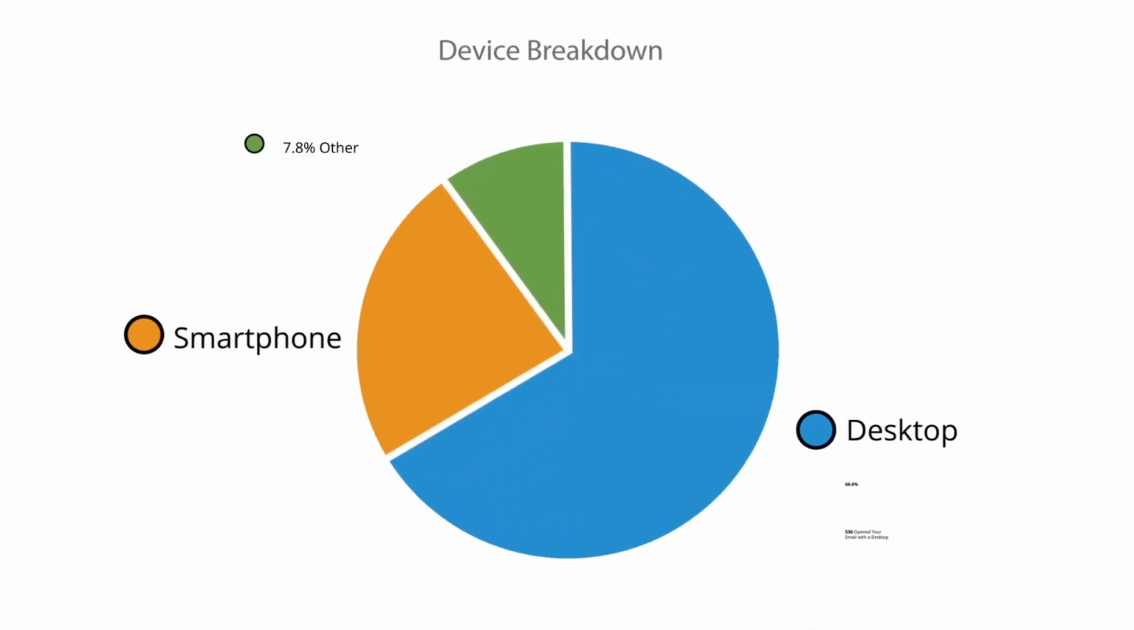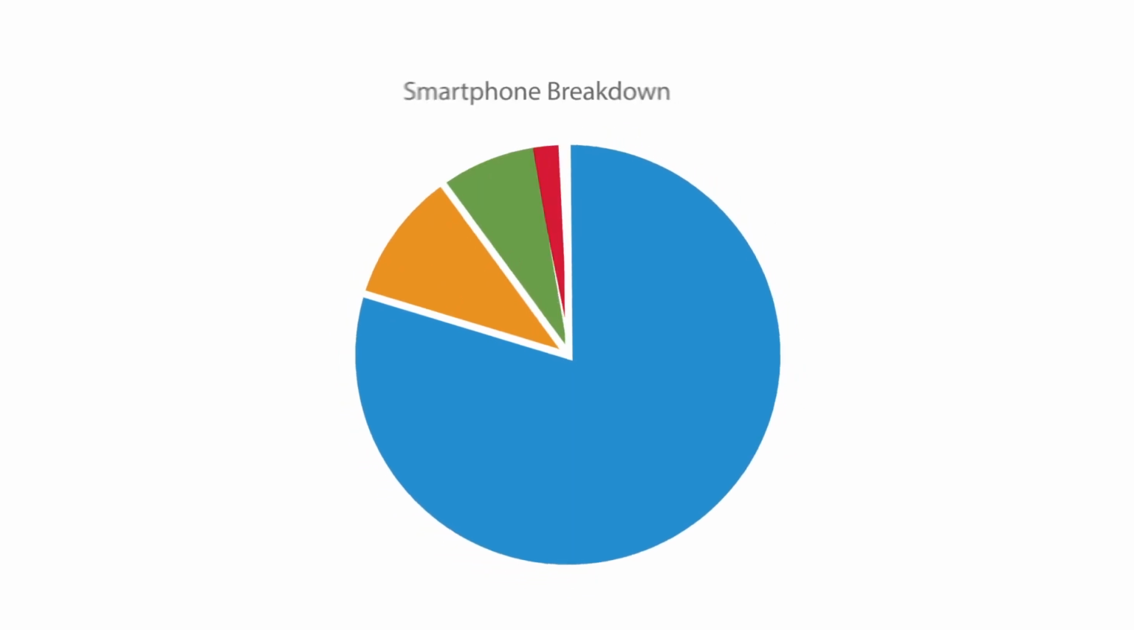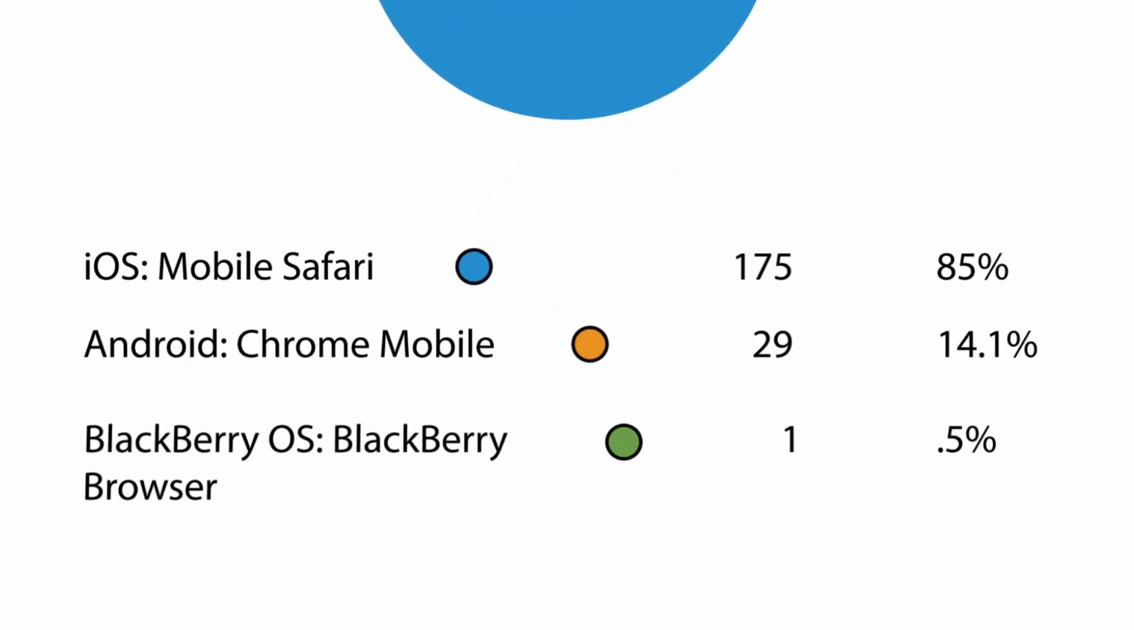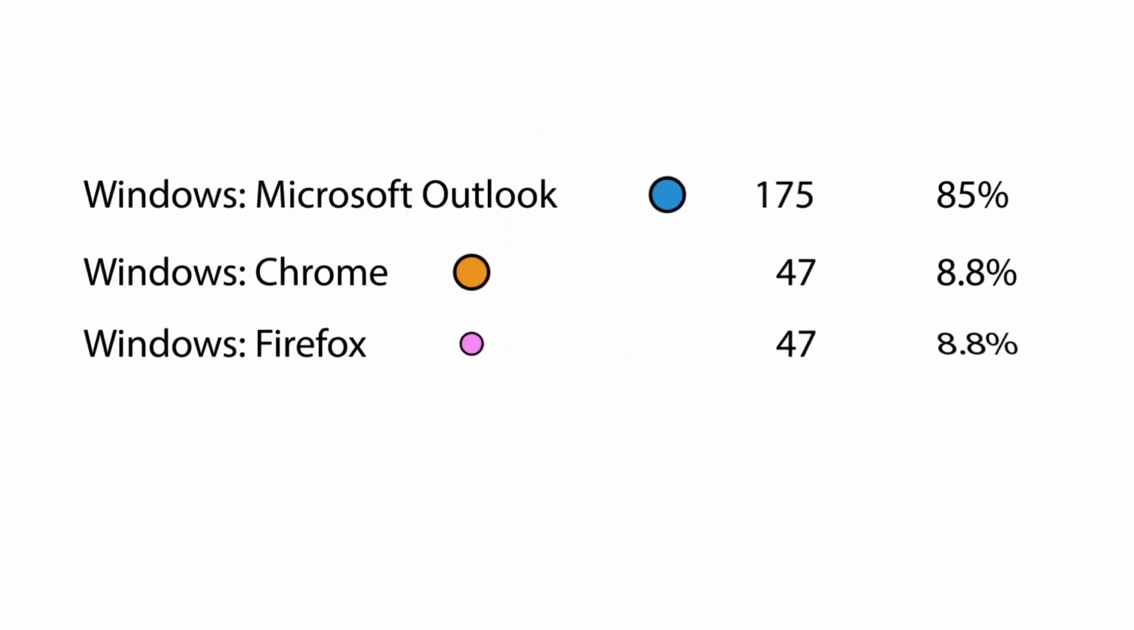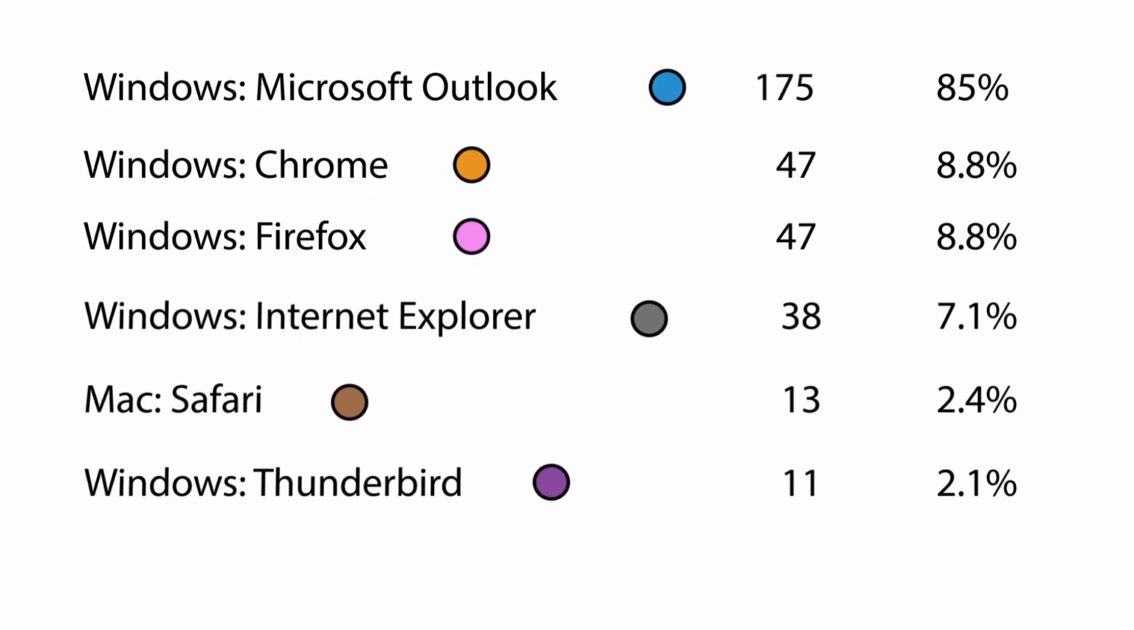We'll show you just how your customers are viewing your emails, whether on computer or mobile device, Android or Apple, even by which browser they're using. That way, you'll know exactly how your emails should be created for optimal viewing.